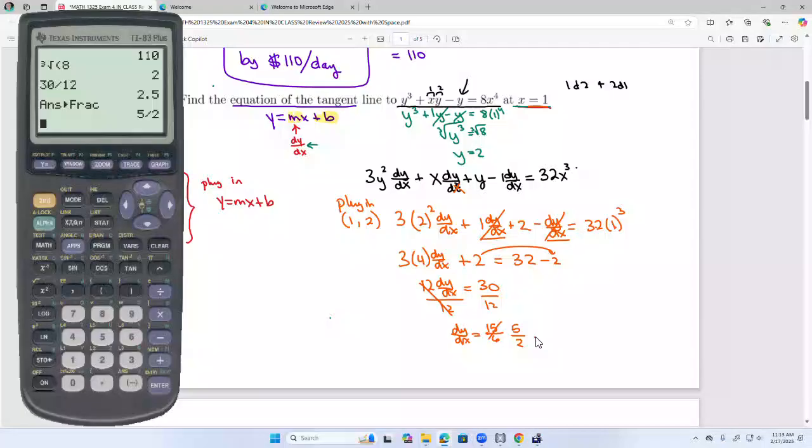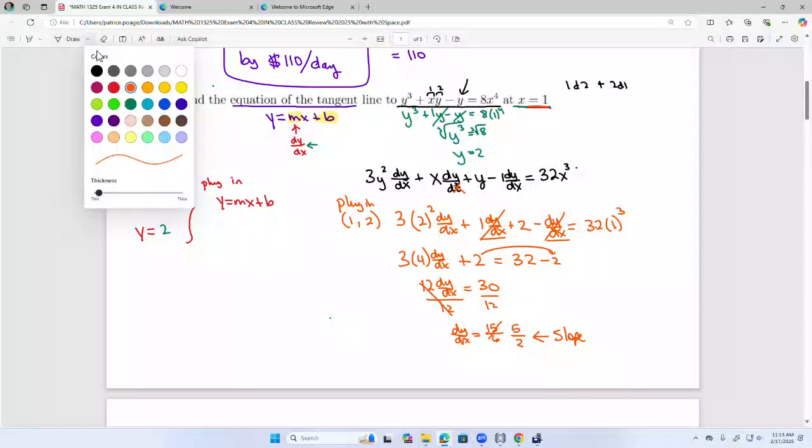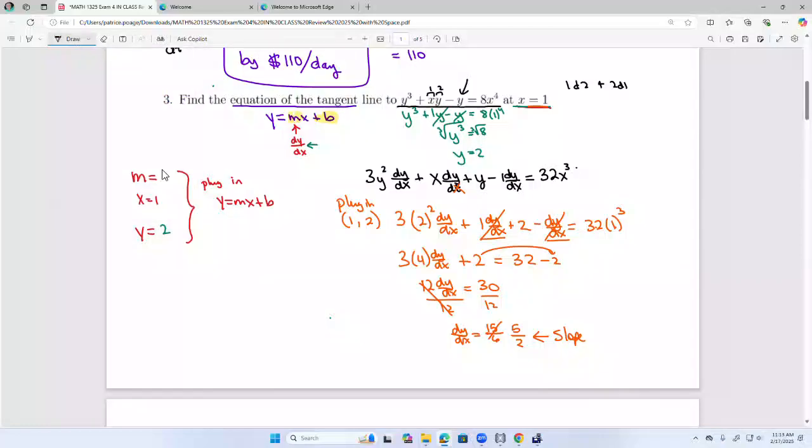All right, so what we just found right here was our slope, our derivative. So now over here, I have the 3 things I need. I have my slope is 5/2, my x value is 1, and my y value is 2. So I'm going to plug those all in. 2 equals 5/2 times 1 plus b.